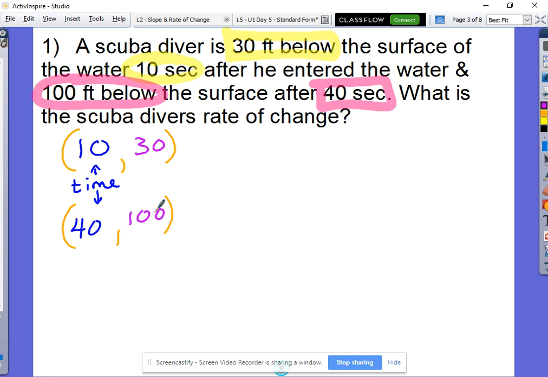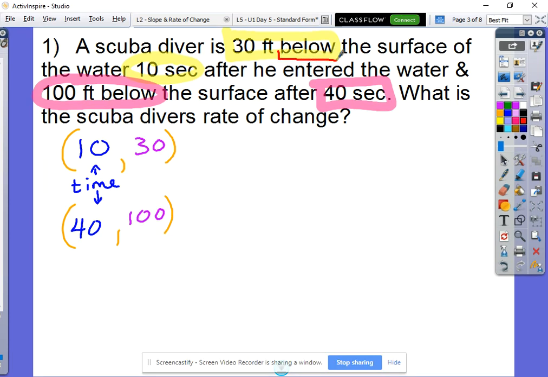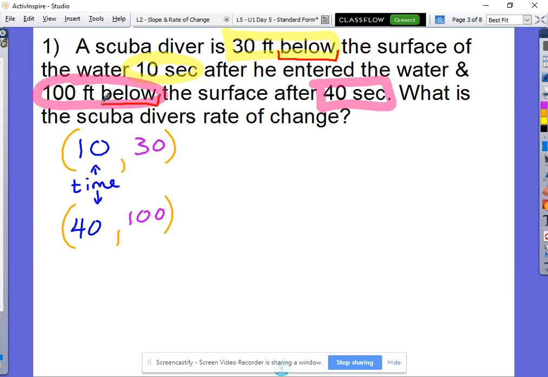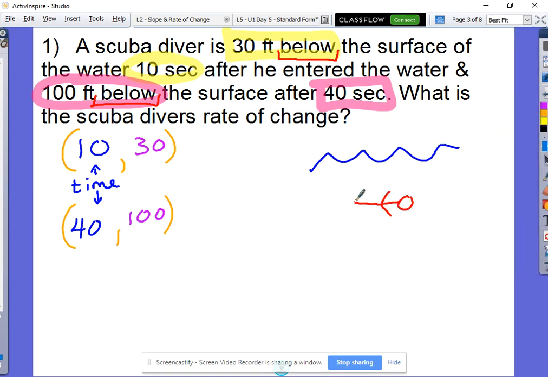Why is that wrong? Why do you think what I've got right there on the board is wrong? What do you think? Hopefully, you're recognizing that we underlined or highlighted the word below. So if you are below the surface, think about this for a second. If you are below the surface of the water, you're down here. Here's our little scuba diver. I'm not a good artist, right? Here's our little scuba diver. He's got his tank. His tank's on the back.